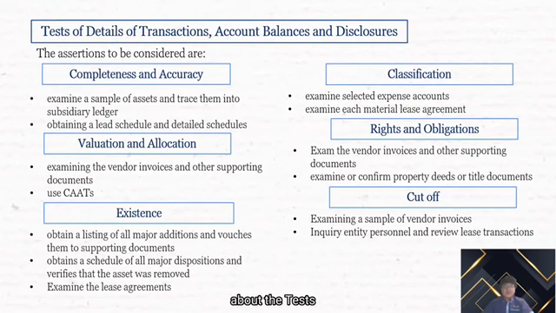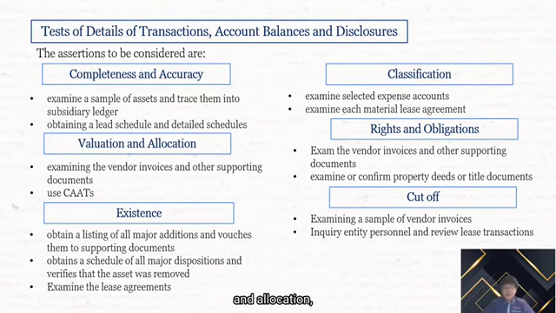Then, let's talk about the tests of details of transactions, account balances, and disclosures. The assertions to be considered and common practice are provided below. Completeness and accuracy are discussed first because the auditor must establish that the detailed property, plant, and equipment records are accurate and agree with the general ledger account. We usually obtain a lead schedule and detailed schedules for additions and dispositions of assets, or examine a sample of assets and trace them into the subsidiary ledger.